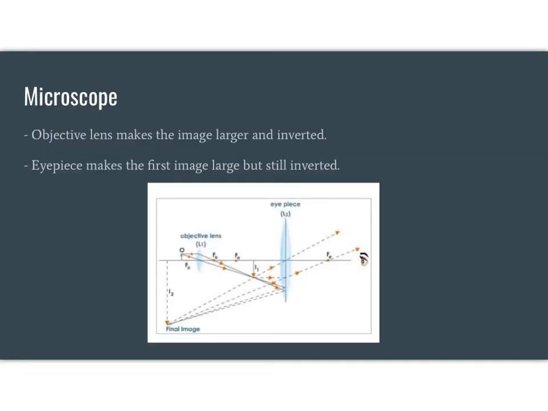Your microscopes help to make the image larger and inverted due to this objective lens right here. And the eyepiece makes the first image even larger, still stays inverted. So if you can see here, your objective lens, your eyepiece.